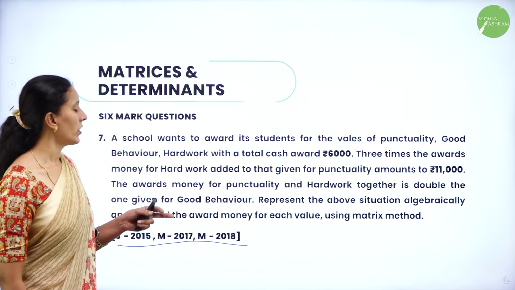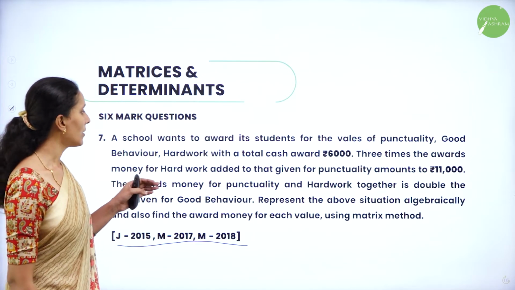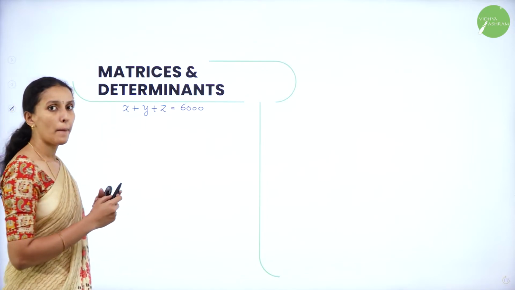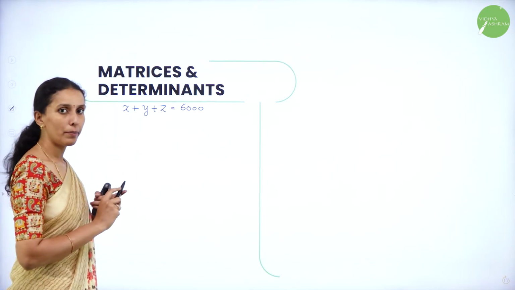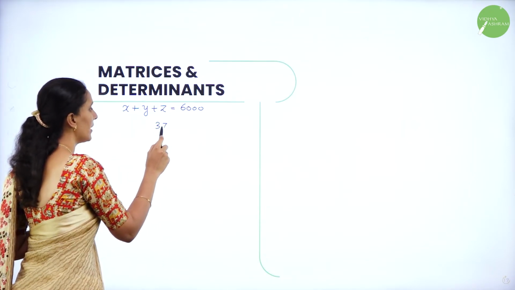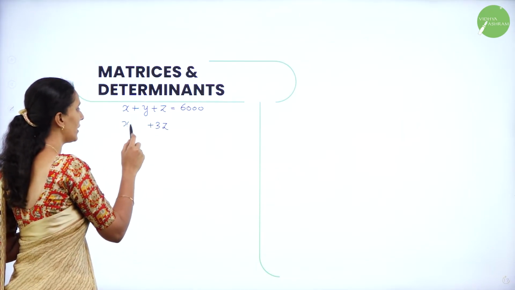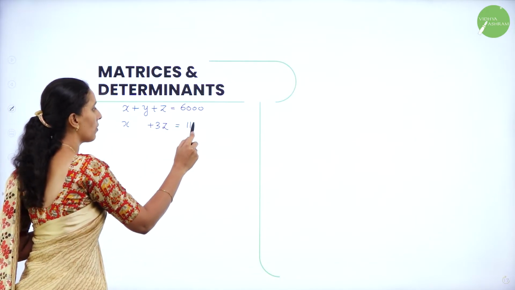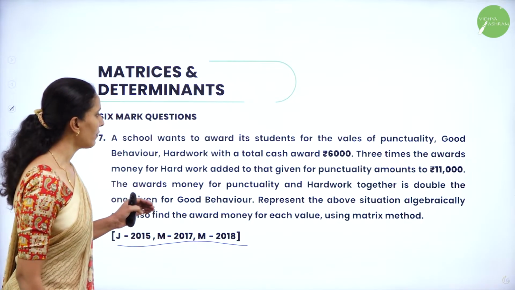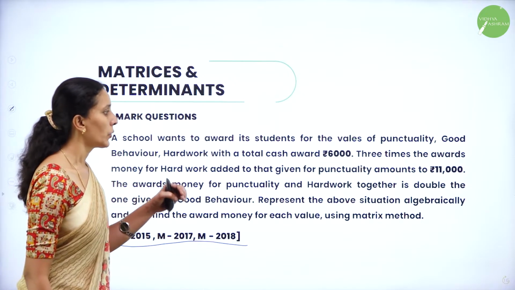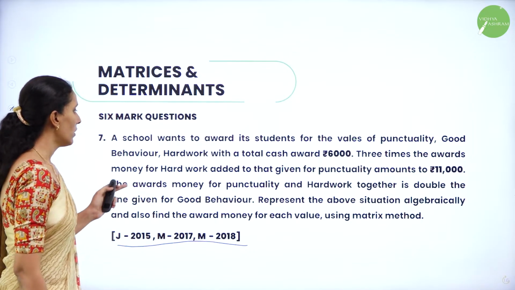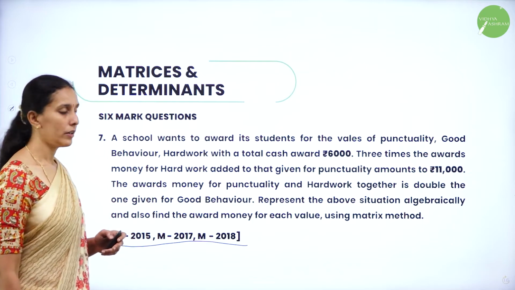Next, 3 times the awards for hard work added to the punctuality. We have taken X for punctuality, Y for good behavior, Z for hard work. 3 times hard work is added to the punctuality, which gives you 11,000. Next, they have given that the award money for punctuality and hard work together is double the one given for good behavior. So that is equal to double the good behavior.